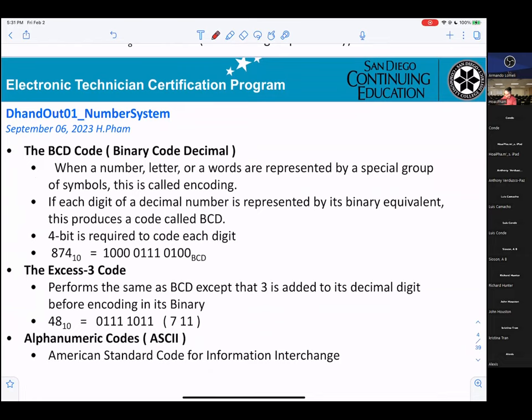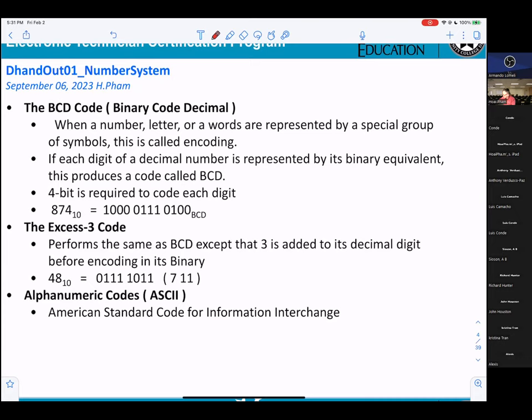BCD code, binary coded decimal. When a number, letter, or a word is represented by a special group of symbols, this is called encoding. If each digit of a decimal number is represented by its binary equivalent, it produces a code called a BCD. That means binary coded decimal. 4 bits are required to code each digit. If you get a number 874 base 10, you have to understand base 10 is a decimal. Okay? And now they're converting to the BCD.